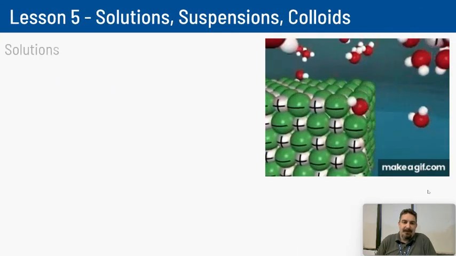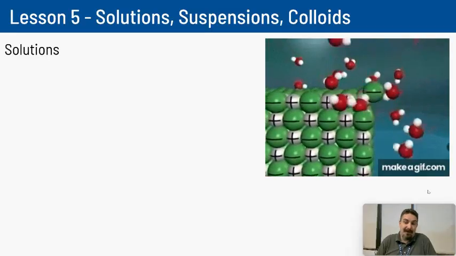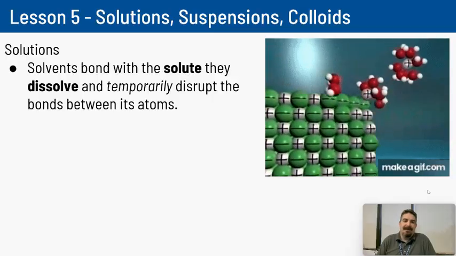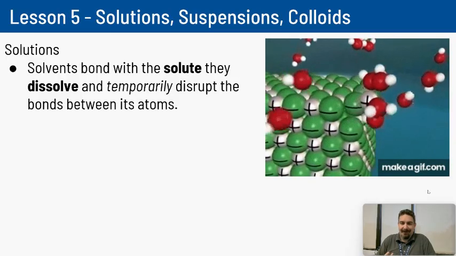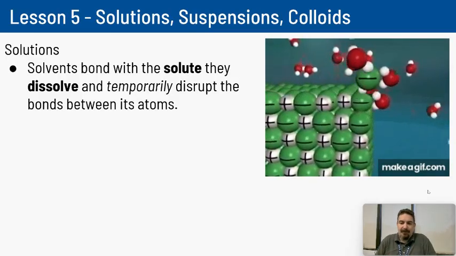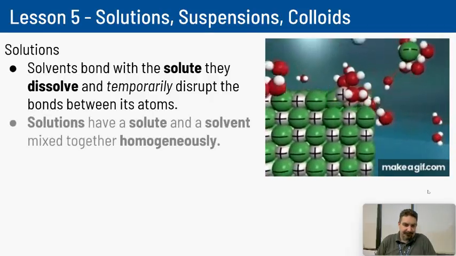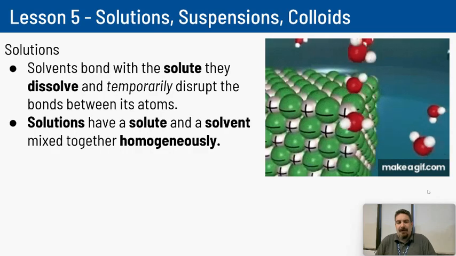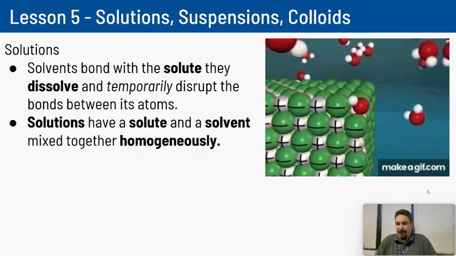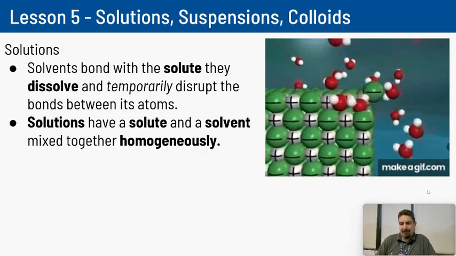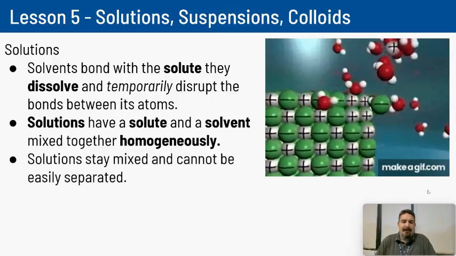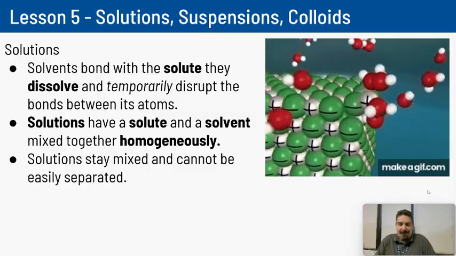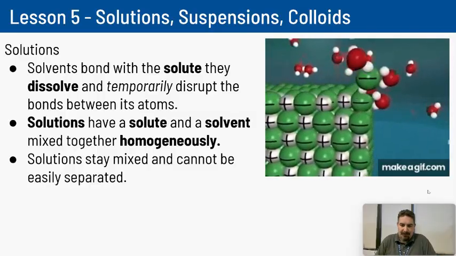Okay, here's a little animation that shows you what's going on in a sense. So solvents bond with the solute, they dissolve, and they temporarily disrupt those bonds. And a really important part of this is it's a temporary thing. These solutions have the solute and solvent mixed homogeneously, meaning that it's all equal. There's not different parts in different places. You can't easily separate these, in part because how do you sift atoms apart?